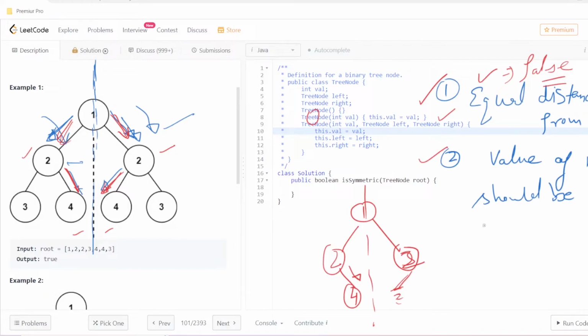Or let's say the value is not equal, let's say 1, 2 and something like this, 3 here. You are able to move equal distance but the value is not same, so this will not satisfy this condition. So in that case as well you will be returning false here. So that's the idea behind the solution. Now let's look at the code part.